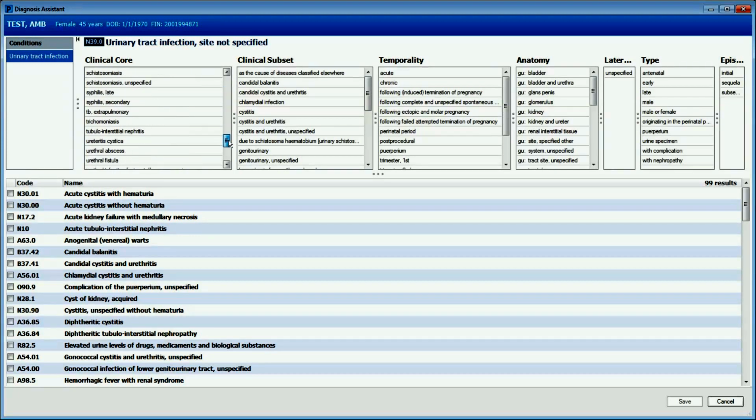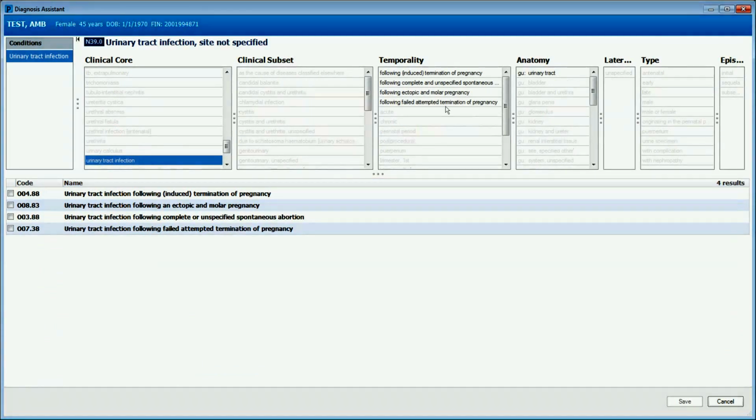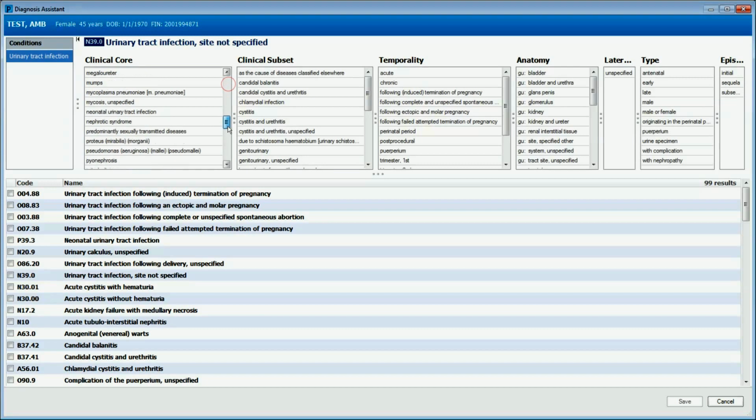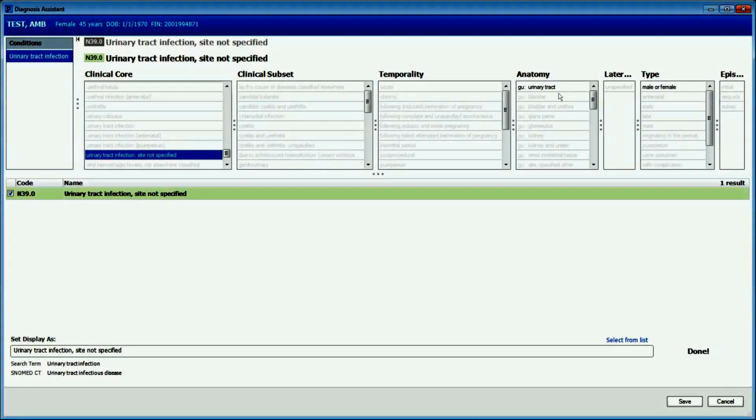Now, if you notice, there are too many choices, 99. Most of us will scroll down, okay, well, there it is, urinary tract infection. This deals with pregnancy, so that didn't help us out, but let's say you just type in urinary tract. It didn't really help us out because, once again, this doesn't have anything to do with pregnancy. So you go back and try to scroll down, and you find urinary tract infection, site not specified. Perfect. This was the urinary tract. You hit male or female, doesn't matter, and you hit save.